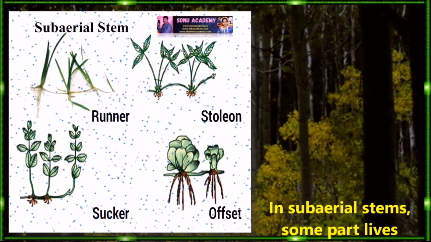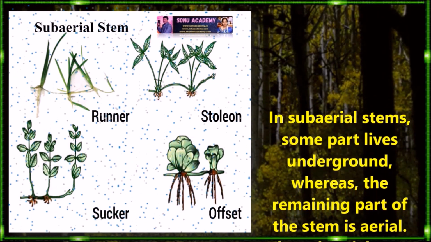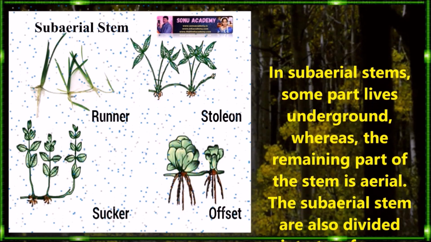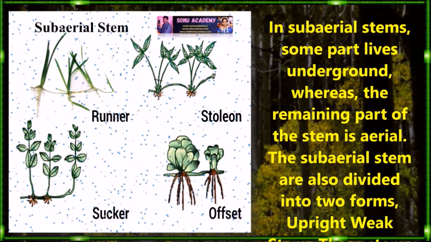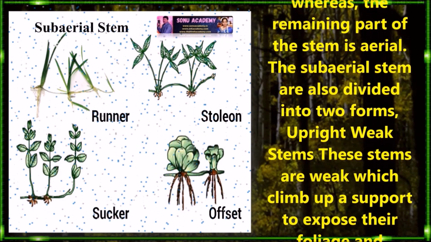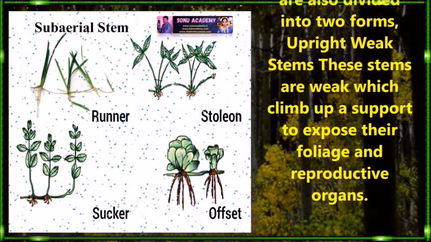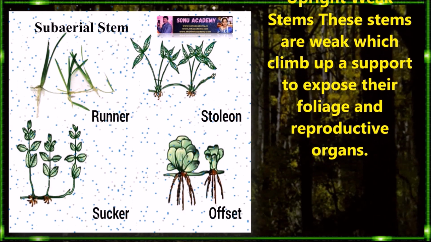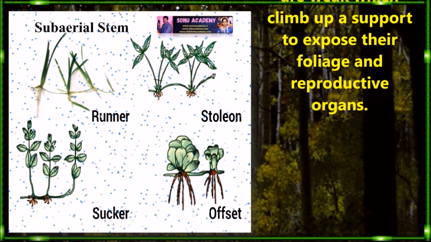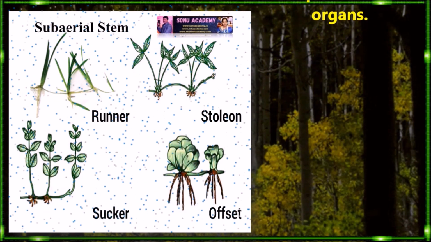Now let us discuss subaerial stem. In subaerial stem, some parts live underground, whereas the remaining part of the stem is aerial. The subaerial stems are also divided into two forms, like upright weak stems. These stems are weak and climb up a support to expose their foliage and reproductive parts. These are again of two types: twiners and climbers.